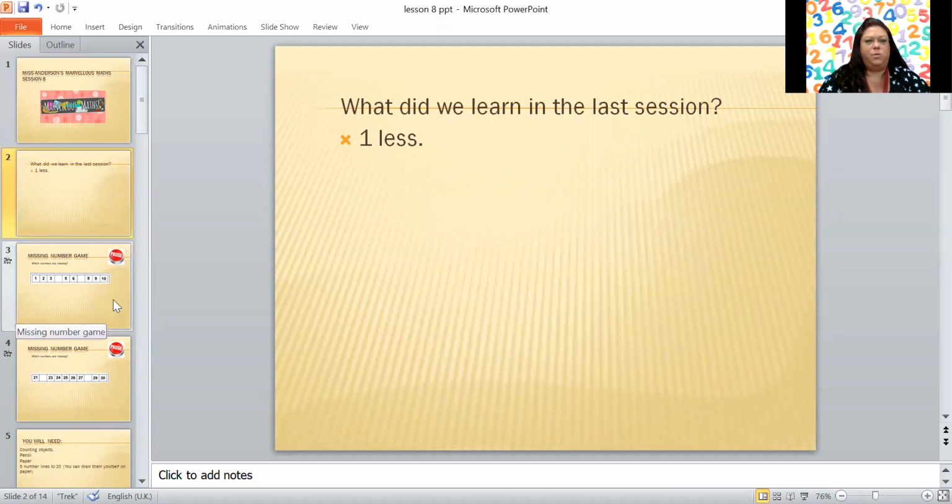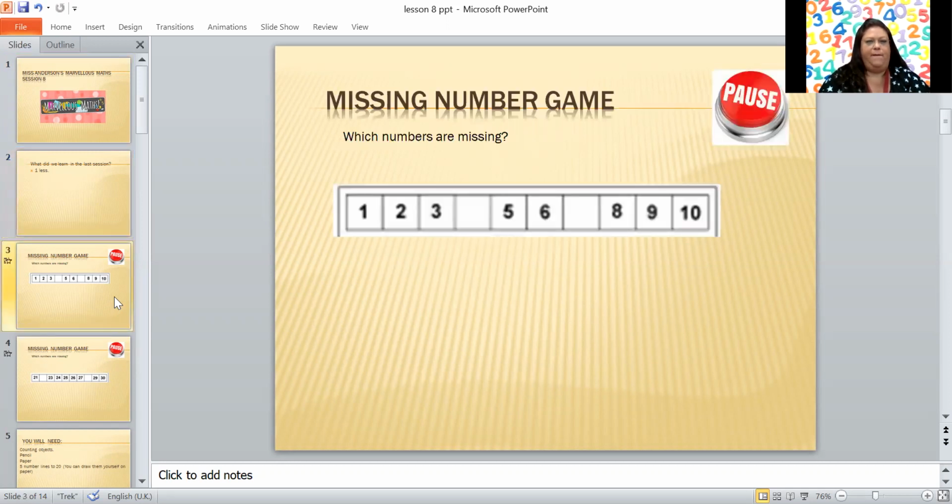So let's move on to our warm-up game. Let's get our brains working. So today we're thinking for our game about missing numbers. Now, which numbers are missing from my number line here? Let's see. Pause the button and see if you can figure it out.